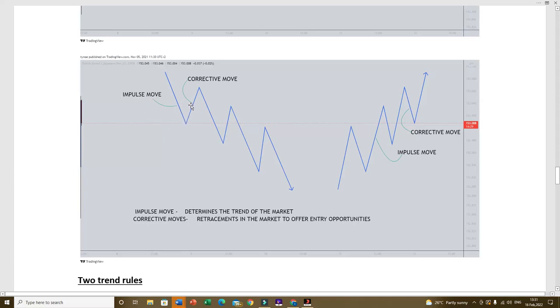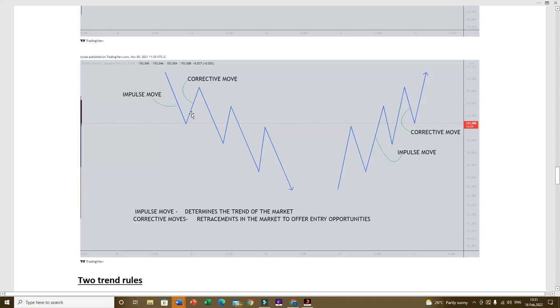Then we also have the corrective moves, where the market will be correcting back to where it started from, right? These corrective moves are the moves that determine our entry points for our trades. So we have impulse and corrective moves, impulse and corrective moves, thus establishing our waves. It's the same in the uptrend: impulse move, corrective move, impulse move, corrective move, and that's it. Our impulse moves, like I have said, determine the trend of the market. The corrective moves retrace in the market to offer entry opportunities for our trades. This will be explained further as we study our waves.